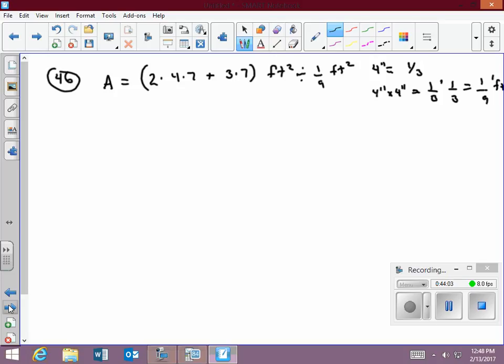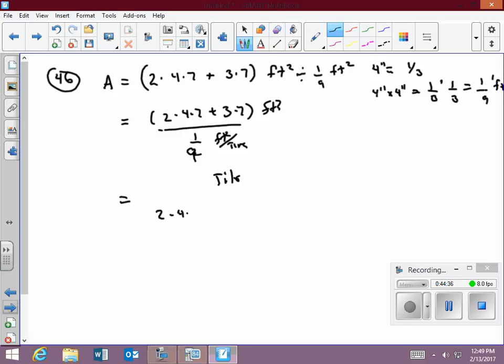And what that's going to be then, the foot's going to be in the denominator. You're going to have 2 times 4 times 7, 3 times 7, and then you're going to have 1/9, and then this is actually foot squared per tile. So your answer is going to be tiles. So it's 2 times 4 times 7 plus 3 times 7 times 9 tiles.